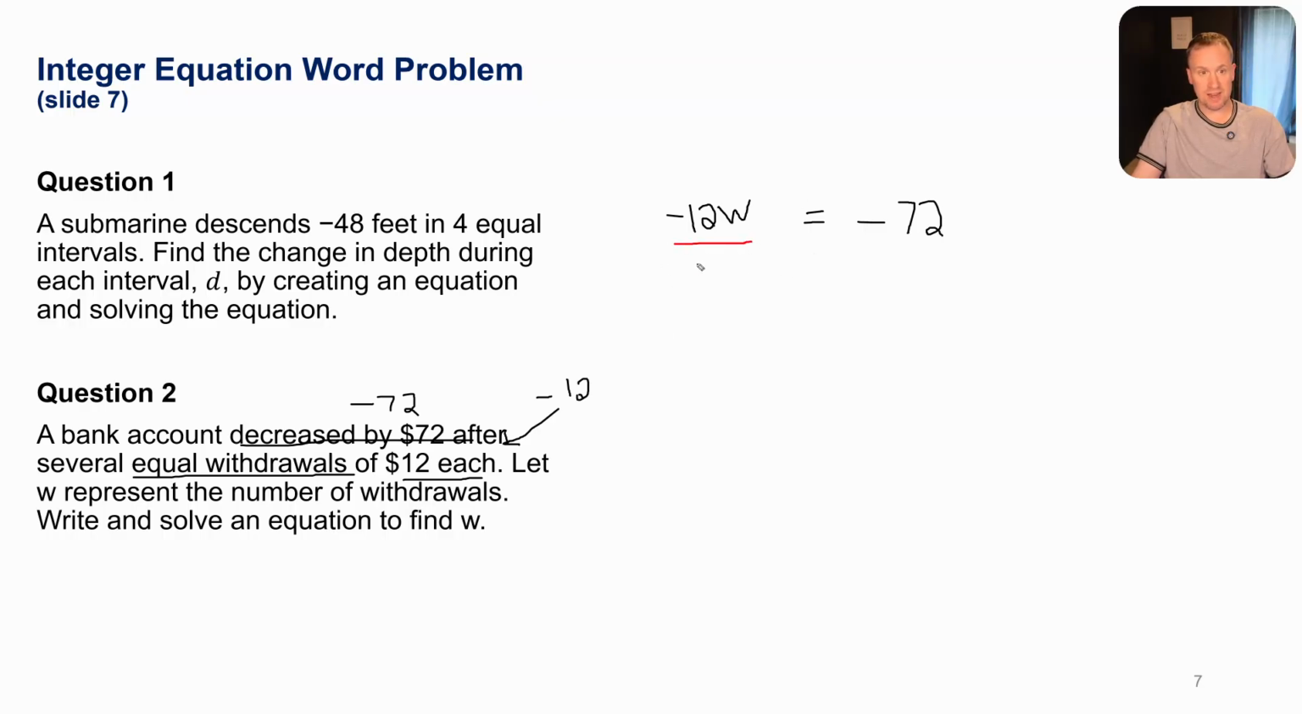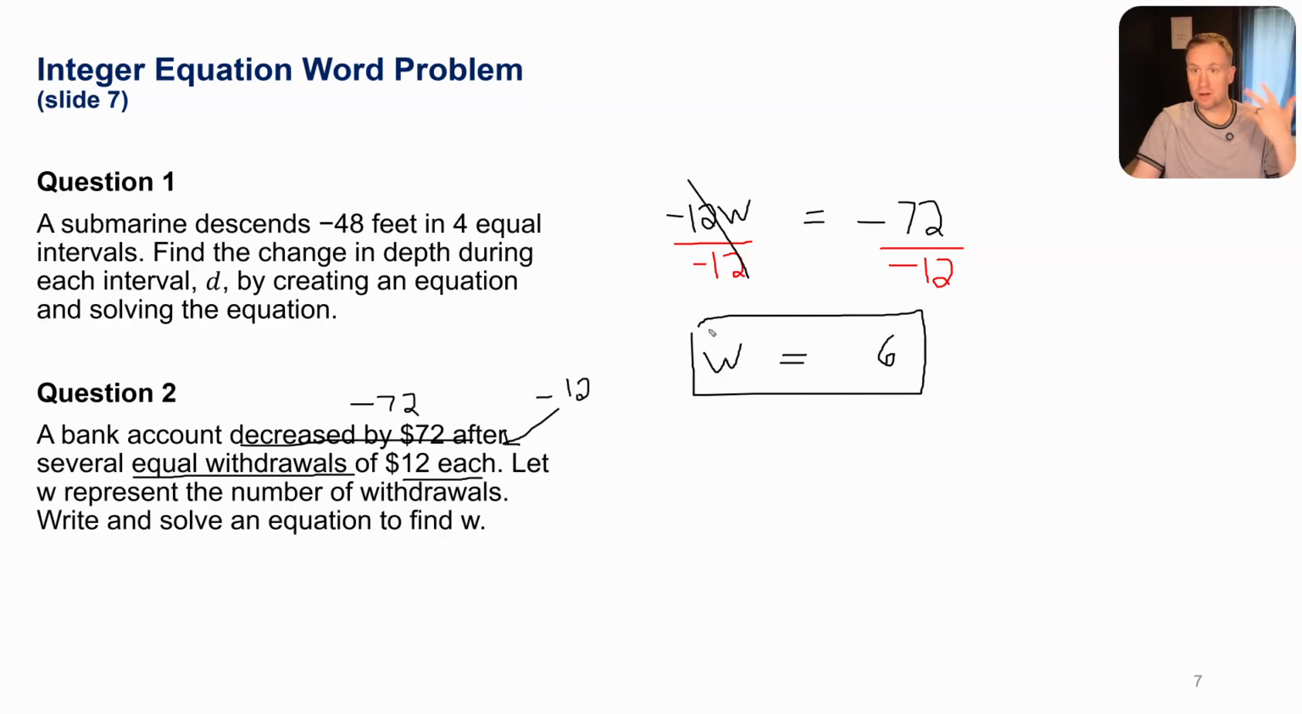So we're going to solve by dividing negative 12 on the left-hand side and negative 12 on the right-hand side. This clears away the two initial variables. I'm just left with the W variable representing one withdrawal equals negative 72 divided by negative 12. So 72 divided by 12 is 6. A negative divided by a negative is a positive, so we're just left with positive 6, which makes sense. We're really looking for a positive number here, the number of withdrawals that are made. Okay, so our final answer is W equals 6.